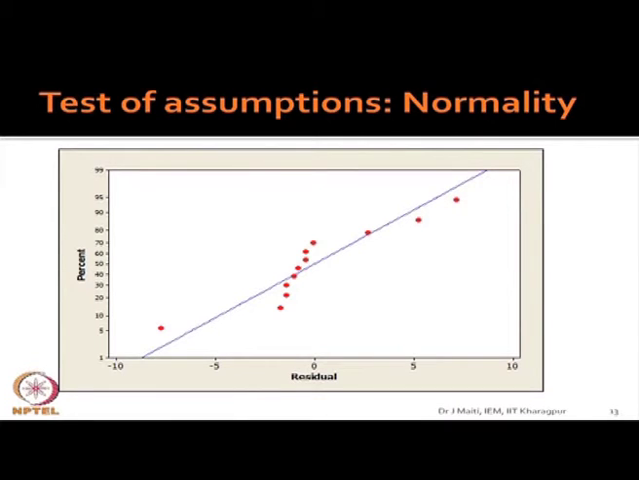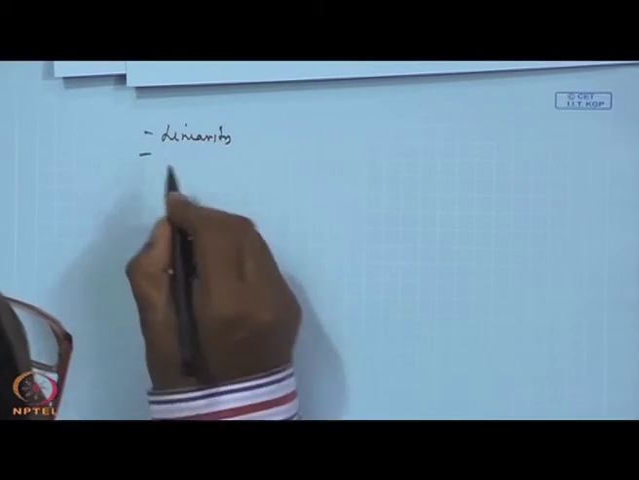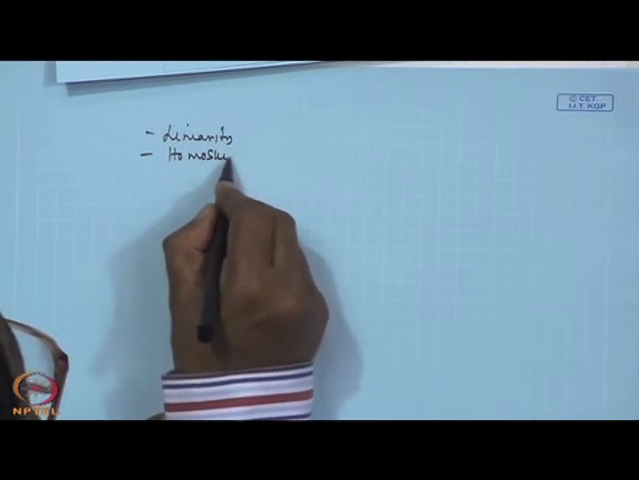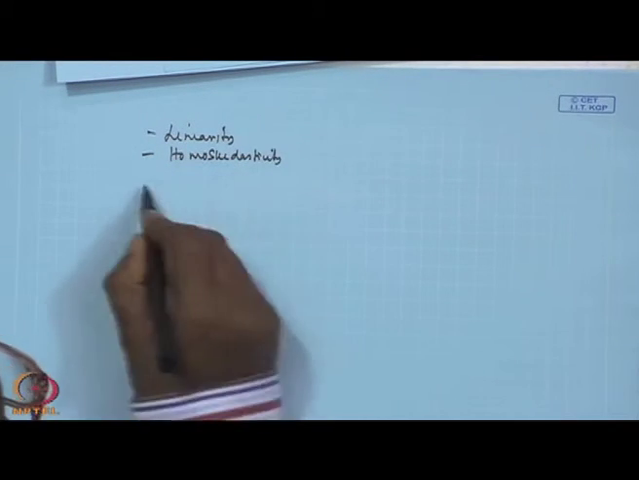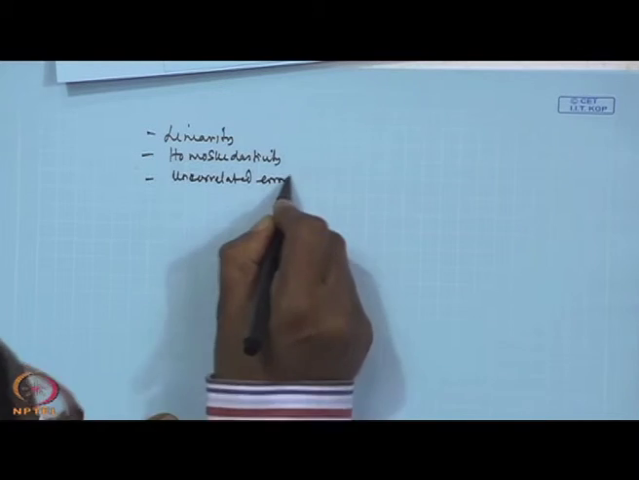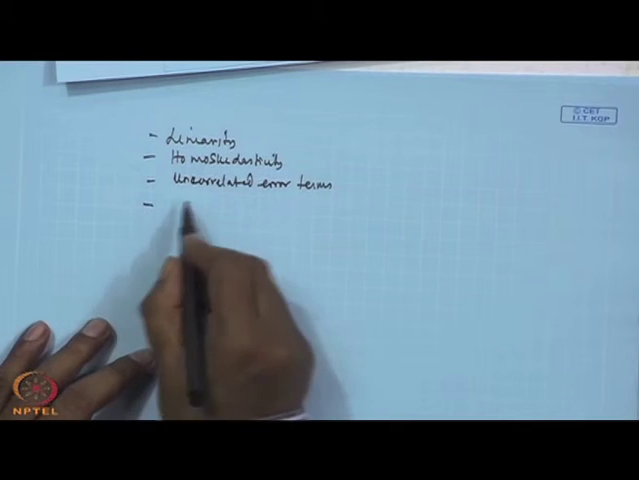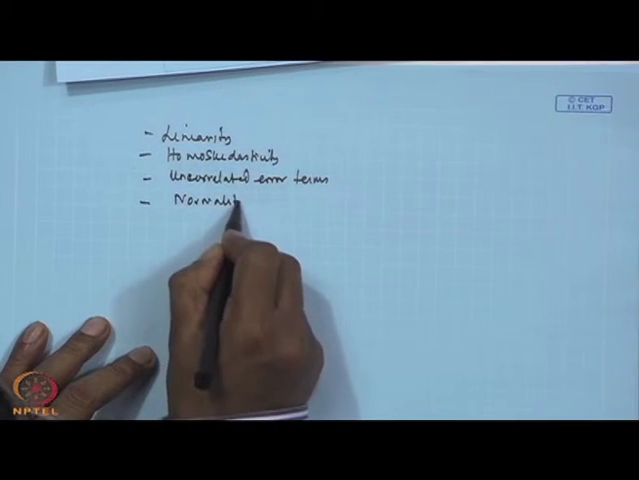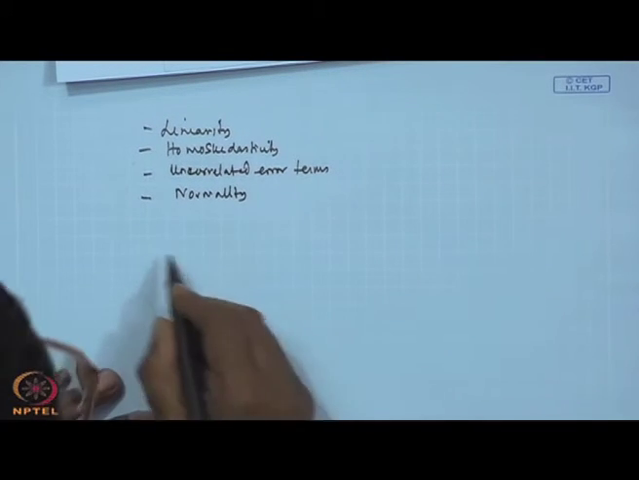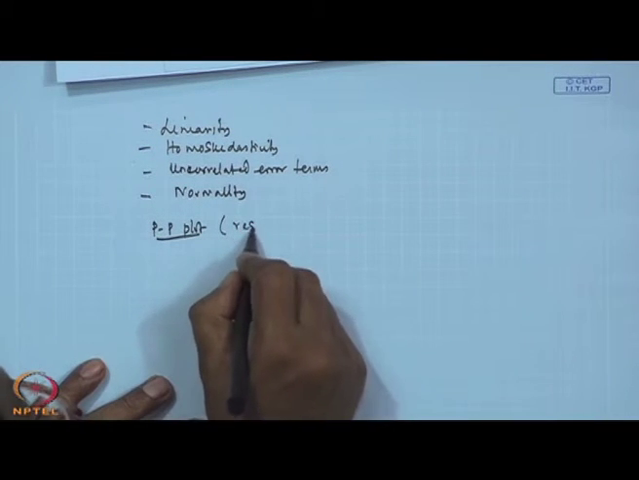So, we have seen the first one is linearity, the second one we tested is homoscedasticity, and the third one is uncorrelated error terms. Now, we will discuss normality. I think I have discussed normality earlier with respect to ANOVA, and there I discussed the PP plot, the probability plot. Definitely this is related to residuals.